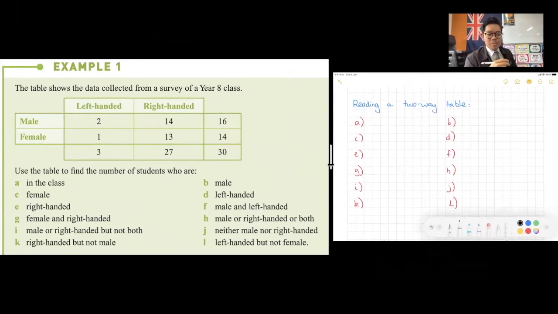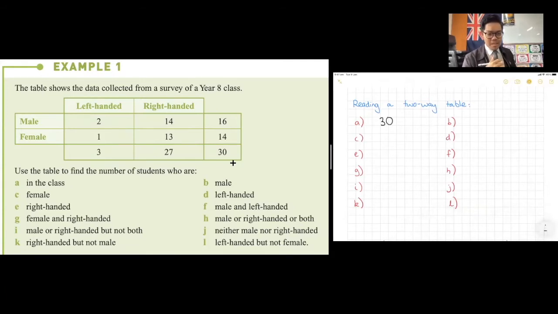Now, what we want to do is use this table to find the number of students who are... The first one here, in the class, means the whole class all together. So if you take a look here, we know that there's 16 male, there's 14 female, there's 27 right-handed, 3 left-handed. 3 plus 27 is 30, 16 plus 14 is also 30. That's how many kids are in my class. So for A, there are 30 kids.